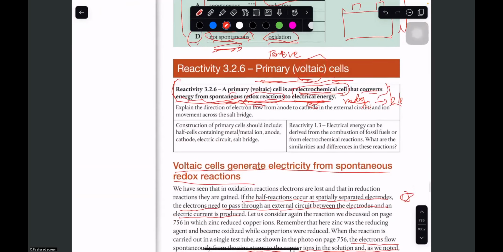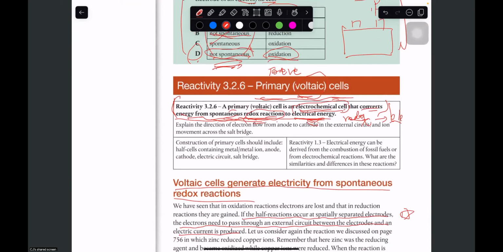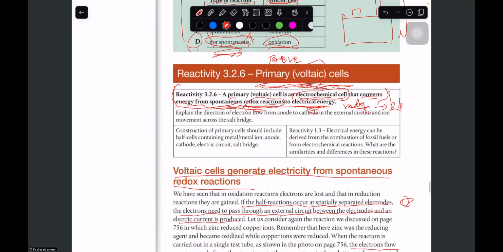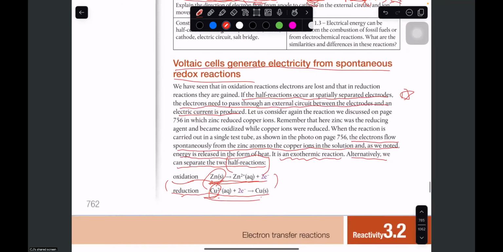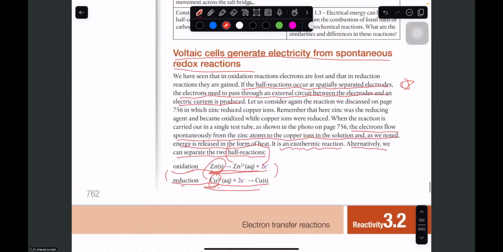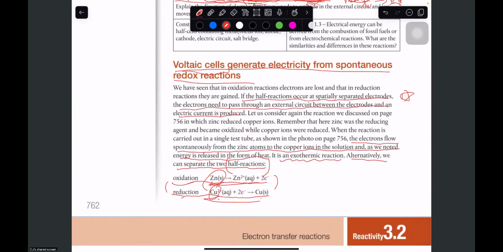And we have learned some kinds of voltaic cells. The first one is the primary cells. The primary cells mean that they can only be used once, right? They cannot be recharged. When the electrode is used up, the cell cannot be used anymore. So this is the primary cells. And the voltaic cells can generate electricity from spontaneous redox reactions.